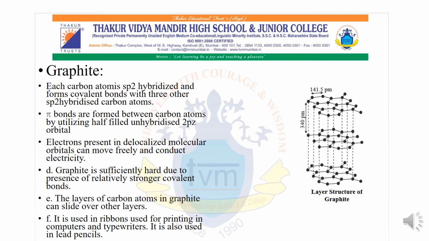Electrons present in the delocalized molecular orbitals can move freely and conduct electricity. Hence, graphite is a good conductor of electricity. Graphite is sufficiently hard due to the presence of relatively strong covalent bonds, but the adjacent layers of carbon atoms are held together by weak van der Waals forces of attraction. The layers of carbon atoms in graphite can slide over each other. Hence, graphite is used as a lubricant for reducing friction. It is used in ribbons for printing in computers and typewriters. It is also used in lead pencils.